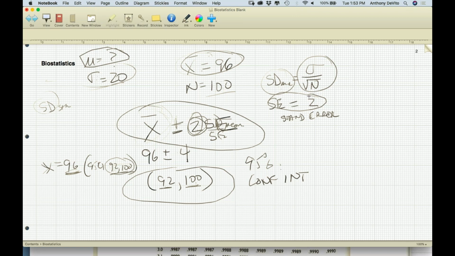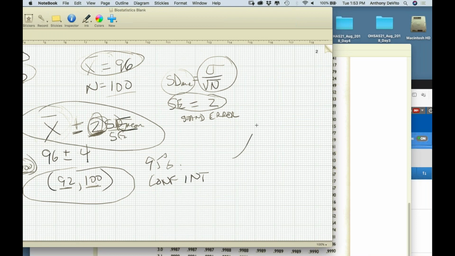Matter of fact, it's interesting you got the 2 there, because the 2 is a bit of a white lie, right? Remember the empirical rule? The empirical rule said that 95% of the results are between 2 standard deviations to the left of the mean and 2 standard deviations to the right of the mean, right?